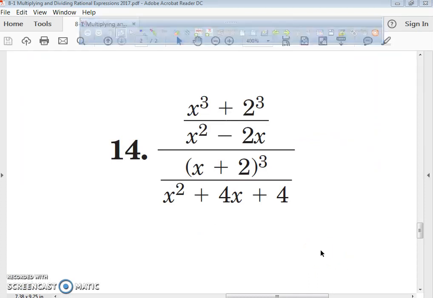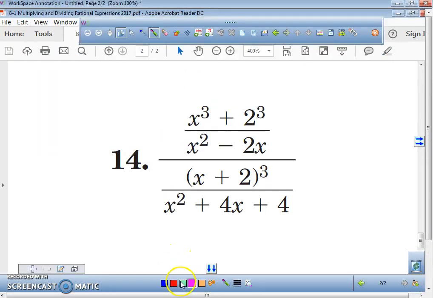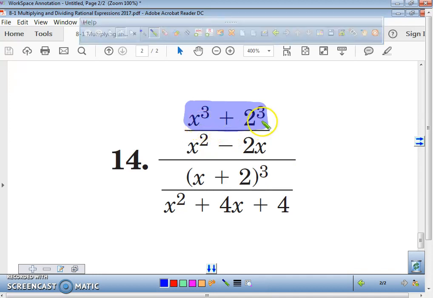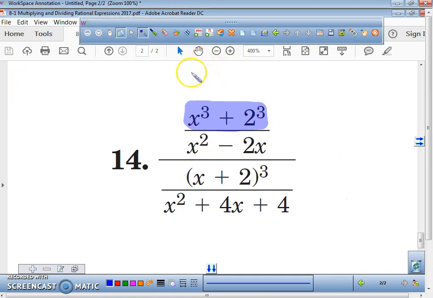Hopefully, we will have enough time to complete. Right now, the most difficult part is this part right in here. So this is called a sum of 2 cubes. The reason why they call it a sum of 2 cubes is because that's a cube and that's a cube, and you're adding them together. Hence the name sum of 2 cubes.